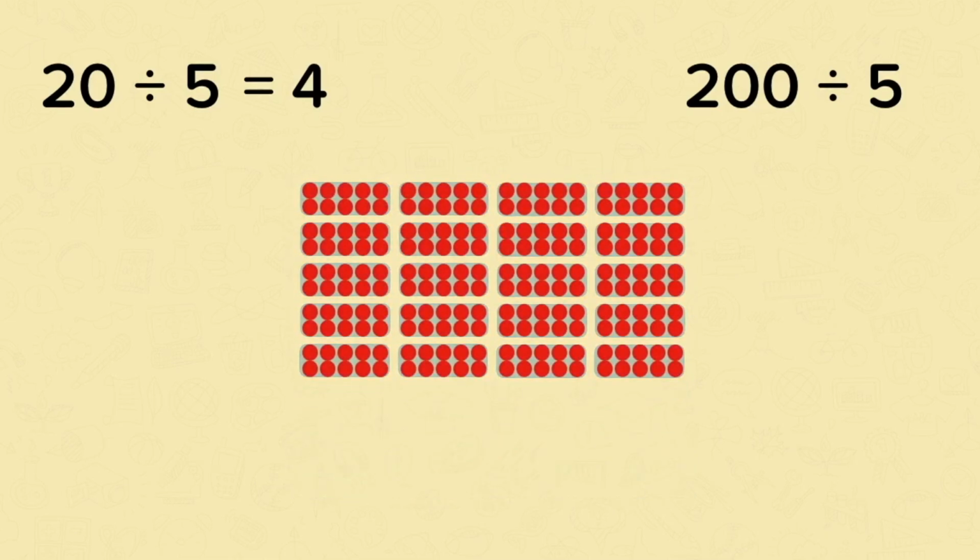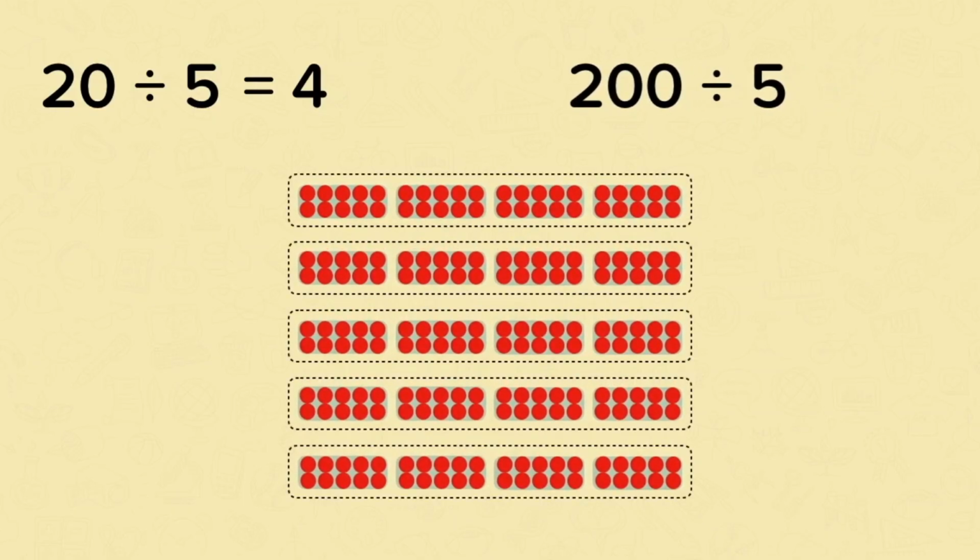Now we're going to do 200 divided by 5. 200 is 10 times more than 20. Once again, we can split the 200 into 5 groups. There are 40 in this group. This is 10 times more than we had when we divided 20 by 5.